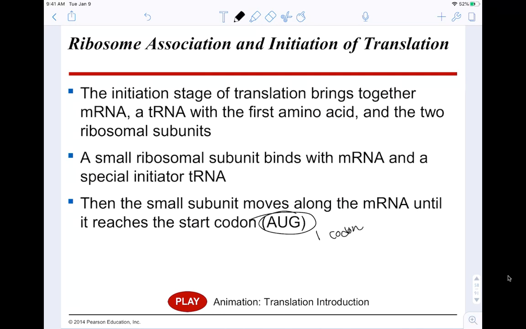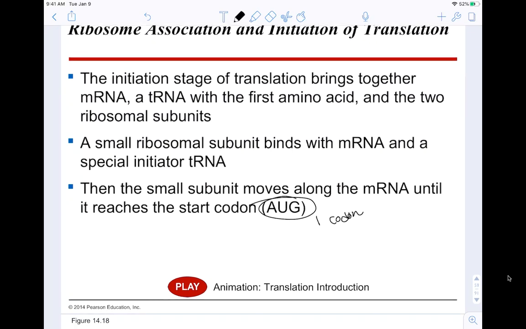On worksheets, will it be? No, because you're just making that up off the top of your head. Okay, but the actual first codon is always going to be AUG.